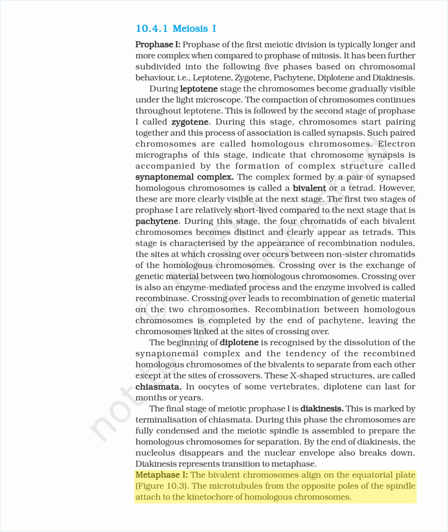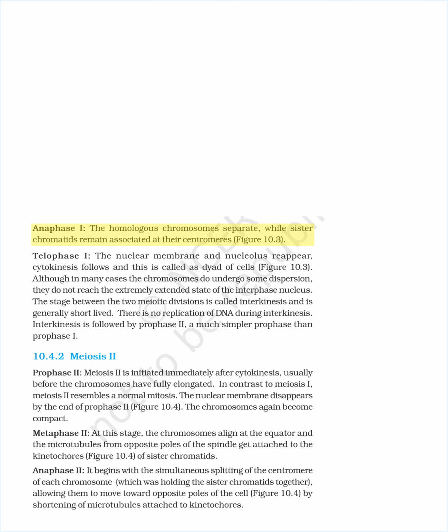Metaphase I, the bivalent chromosomes align on the equatorial plate, figure 10.3. The microtubules from the opposite poles of the spindle attach to the kinetochore of homologous chromosomes. Anaphase I, the homologous chromosomes separate, while sister chromatids remain associated at their centromeres, figure 10.3.